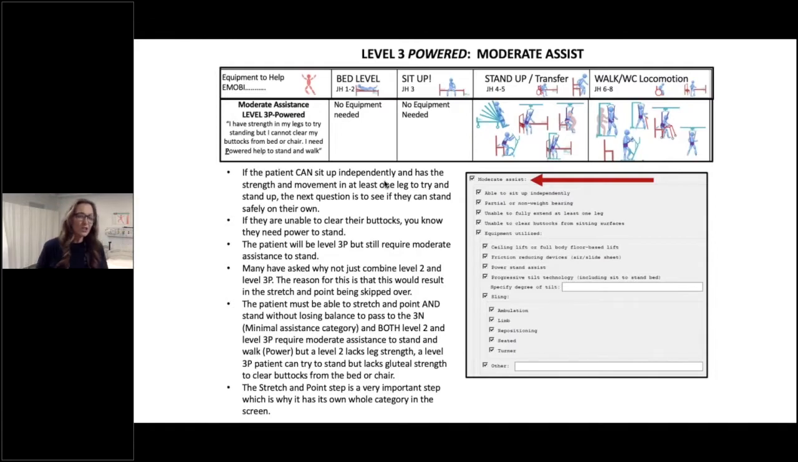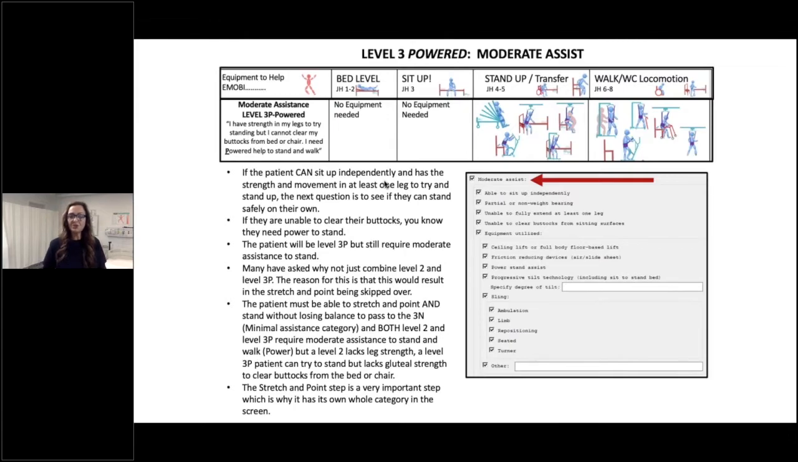Many have asked, why not just combine level 2 and 3P because they're both moderate assistance? The reason is if we combined them, we have found that people skip the stretch and point step, and that leads again, remember, to a risk of the patient's knees buckling. So this is why you do have a level 2, which is moderate assistance and requires power, and a level 3P, which is moderate assistance and still requires power. The patient must be able to stretch and point and stand to pass into the 3M category.